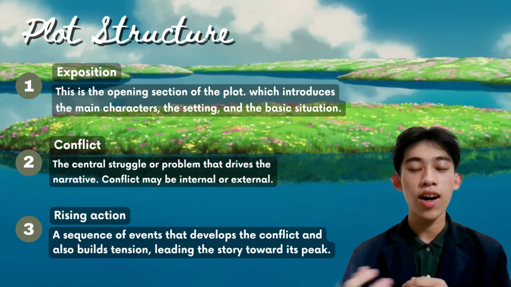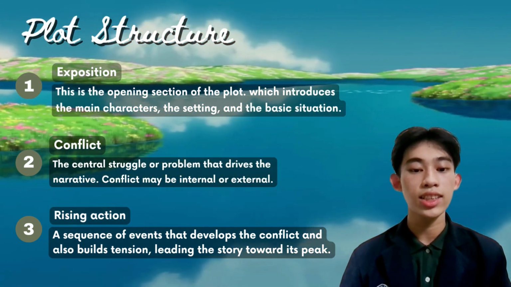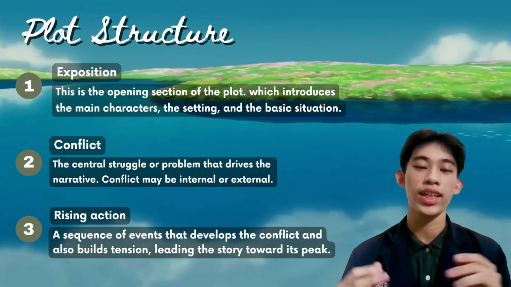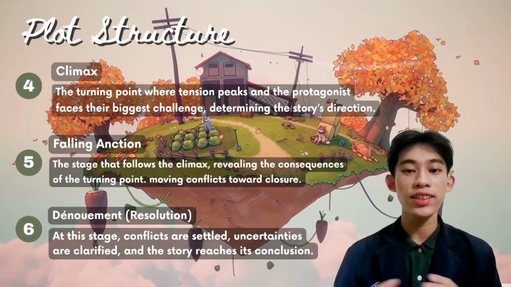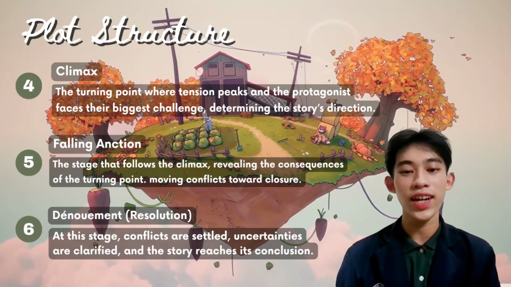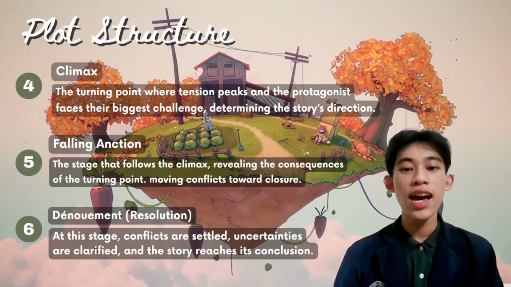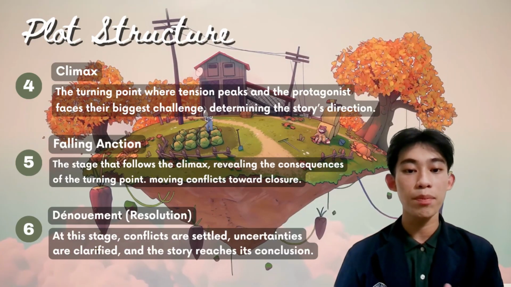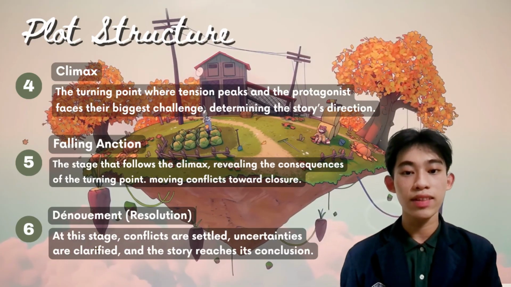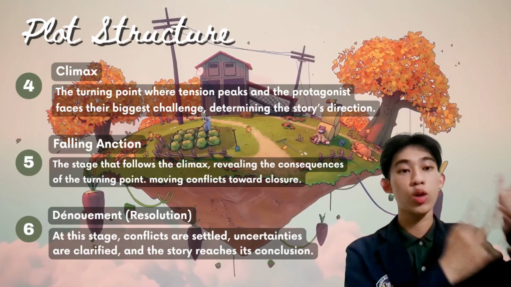The third one is rising action. It is a sequence of events that develops the conflict and also builds tension, leading the story toward its peak. Fourth is climax. It is the turning point where tension peaks and the protagonist faces the biggest challenge, determining the story direction. Fifth is falling action. It is the stage that follows the climax, revealing the consequence of the turning point, moving conflicts toward closure.